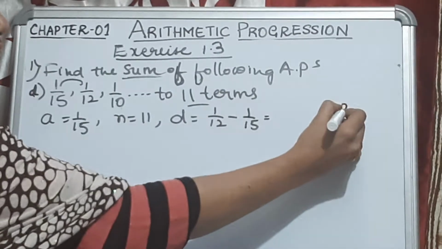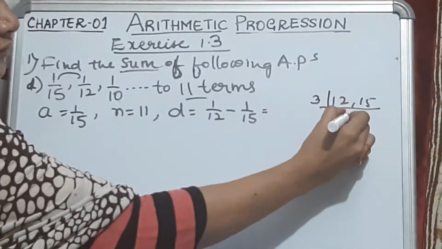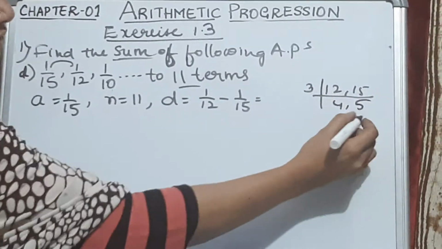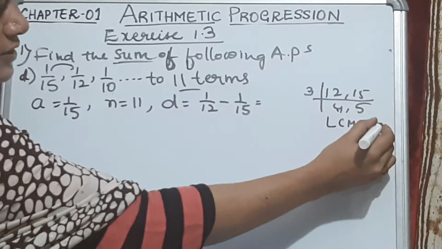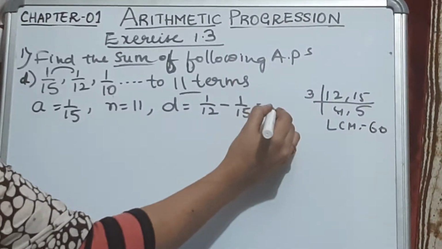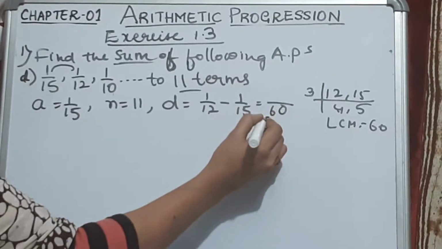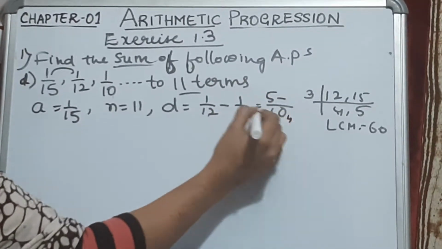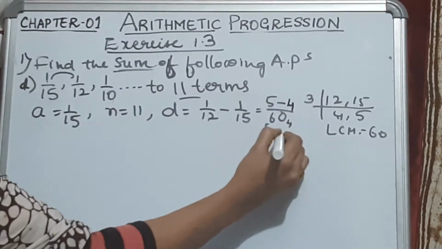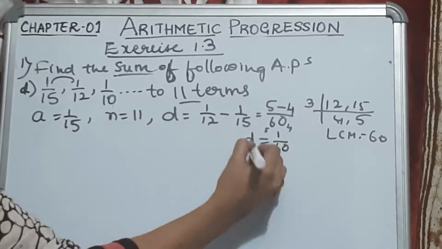LCM of this 12 and 15. Which table? 3 table. 3 4s are 12, 12 5s are 60, so the LCM is 60. Now 12 5s are 60, 5 1s are 5, minus 15 4s are 60, 4 1s are 4. What is 5 minus 4? 1 by 60. This is our D.